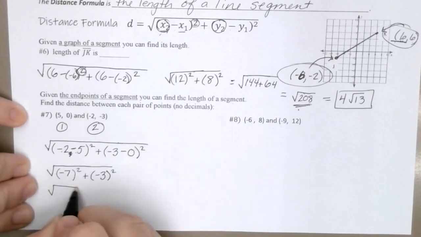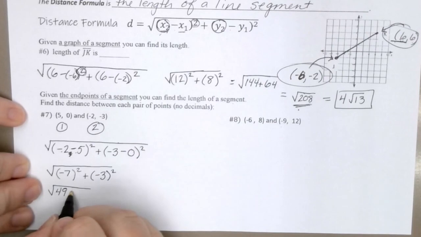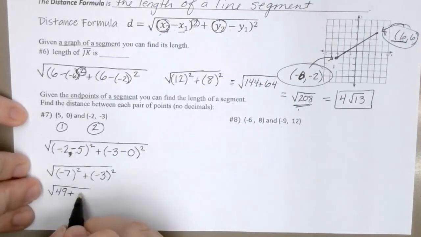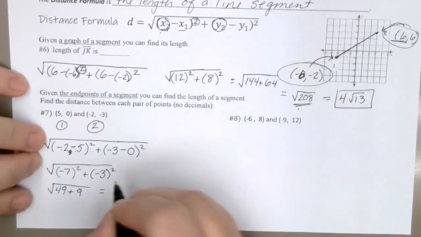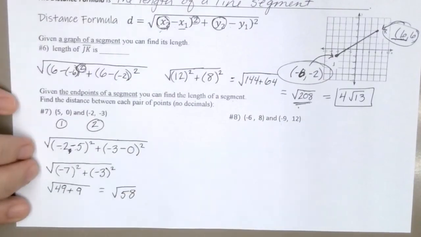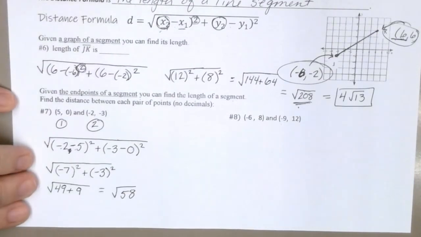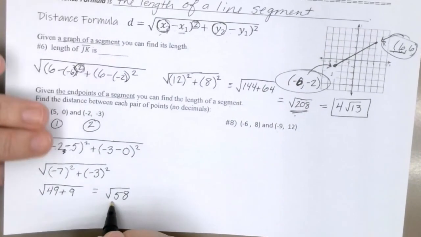So let's see. Negative 7 squared is what? 49. Positive 49, because it's negative 7 times negative 7. And negative 3 squared is? Positive 9. 49 plus 9 is what? 58. So hopefully you were at least able to get to there, right? Okay. So 58 is what I'm going to draw a tree for on the back side.